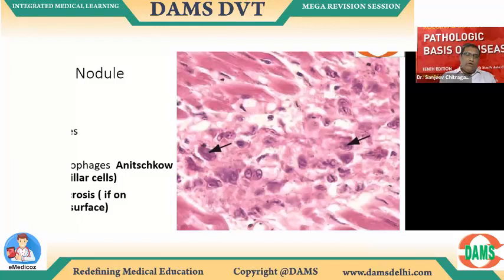So fibrinoid necrosis will be seen if the Aschoff nodule is on the endocardium, because I told you these can be anywhere. They can be within the myocardium, they can be in the pericardium, they can be even in the endocardium. So in the endocardium, you'll end up seeing additional fibrinoid necrosis.